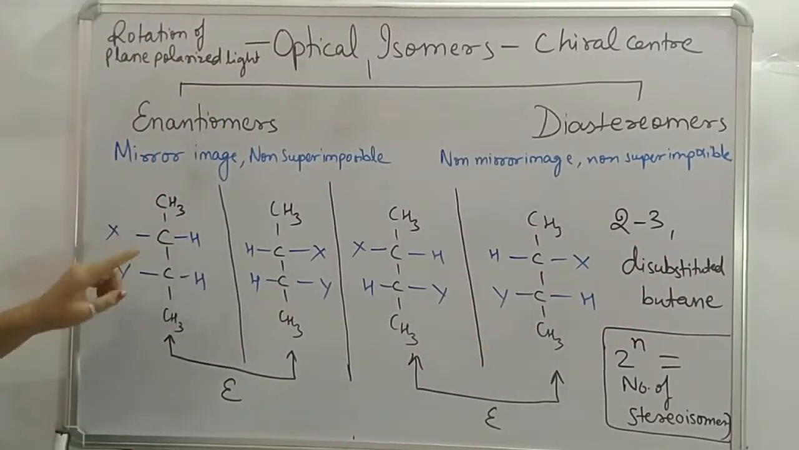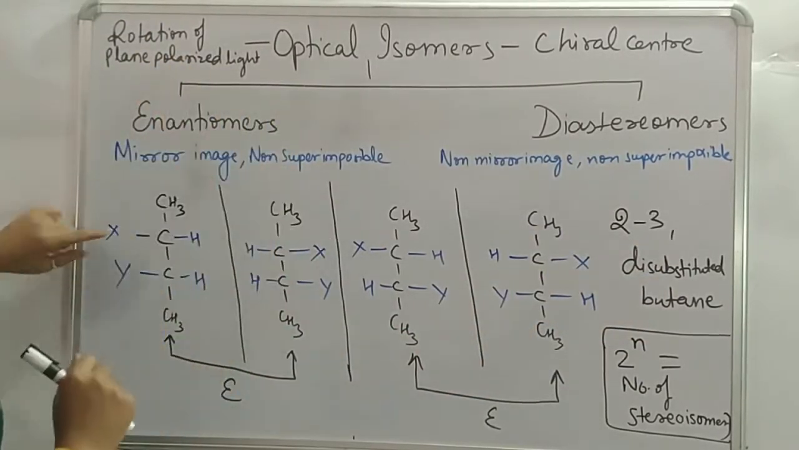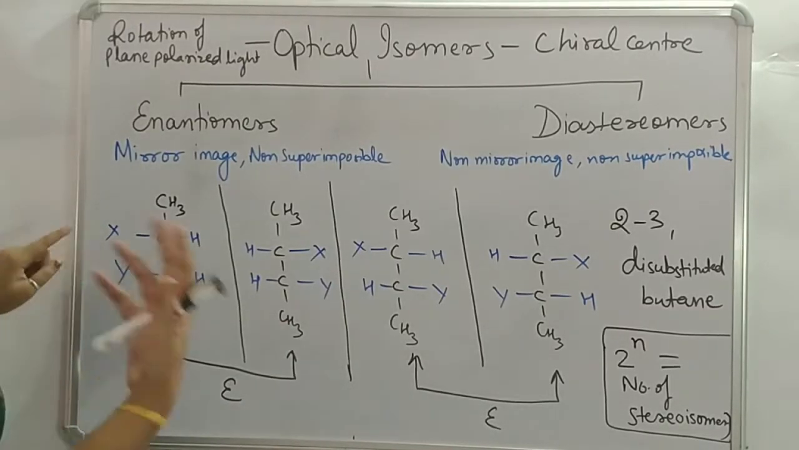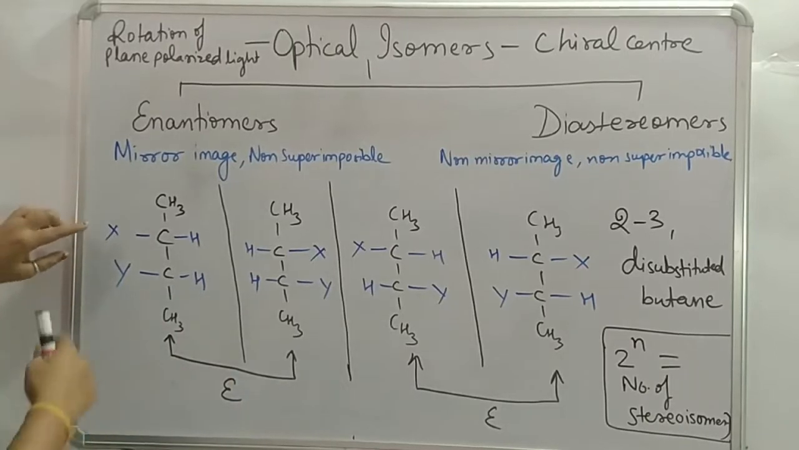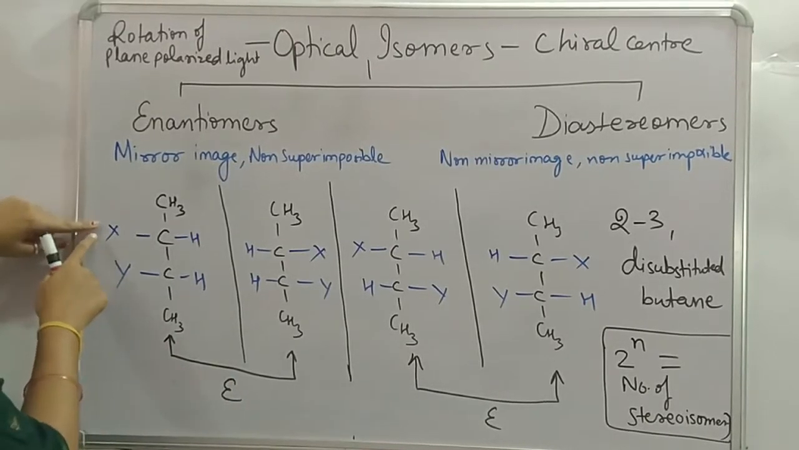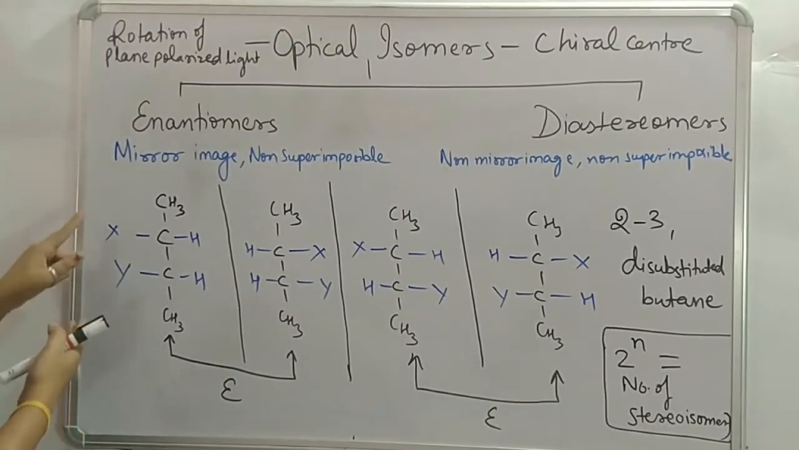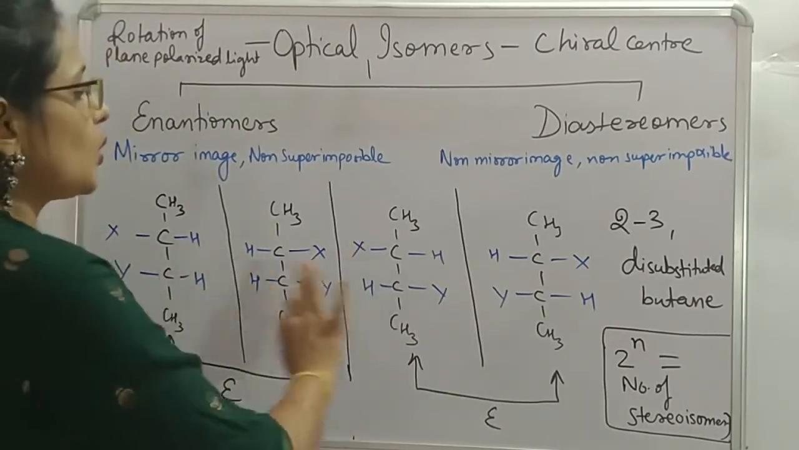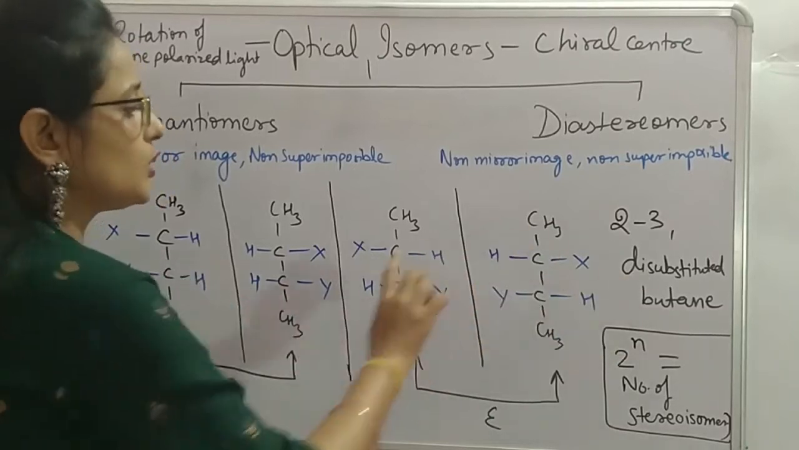This is a butane molecule and there are substitutions at two places, the second and third carbon, and these substitutions can be anything. Any two other atoms can be substituted on these two places. So we have used X and Y as substituents to represent the substituted atoms over here. These are the four types of 2,3-disubstituted butane.